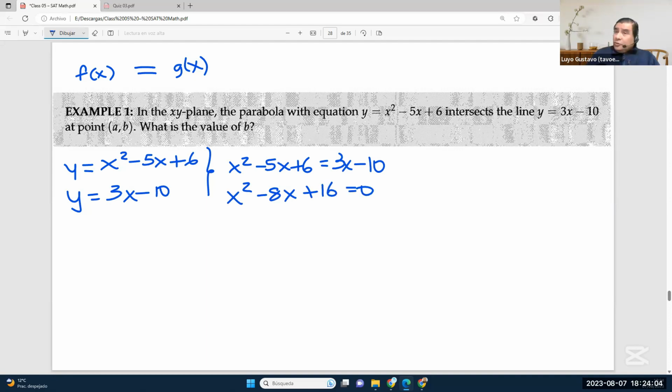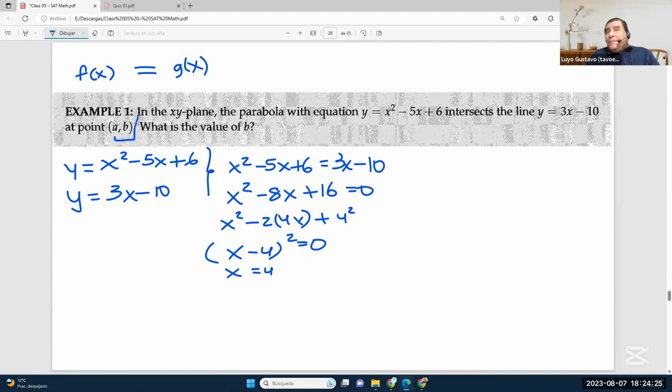And this is a square trinomial. If you train your eye a little bit, you can notice that this is x squared minus 2 times 4x plus the square of 4, right? So this is (x minus 4) squared. So from this, you know that the solution is x equals 4. And so, since the solution is (a, b), that means that this is also the value of a. How do we find b?